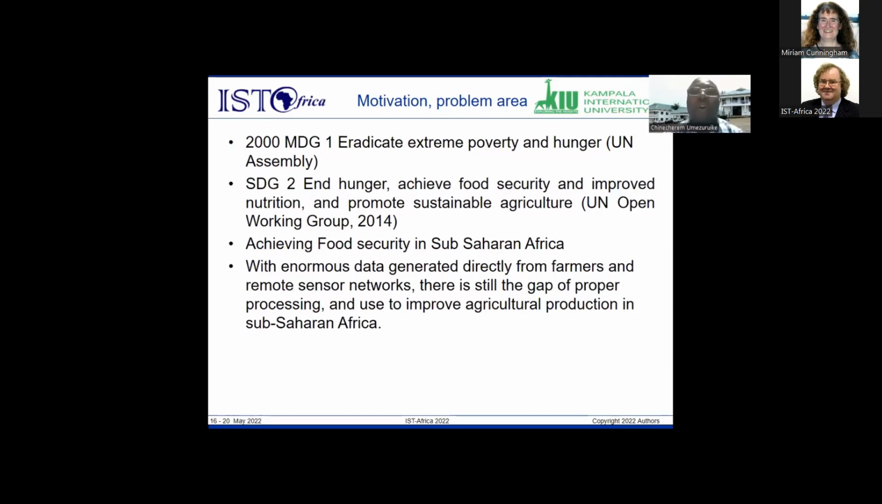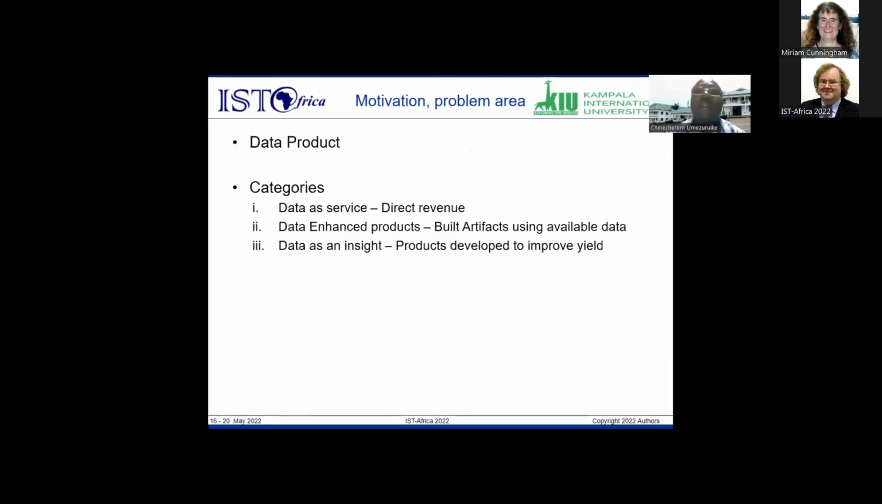Looking at the challenges of food security, we were prompted to go into this research and propose a data product model that we used to develop data products that will enhance or boost agricultural production in Sub-Saharan Africa. Data products are tools that use data for decision making and for enhancing agricultural processes.